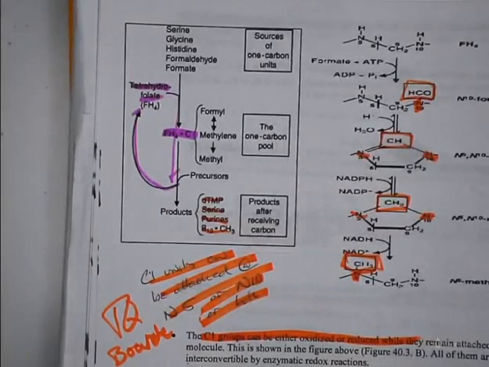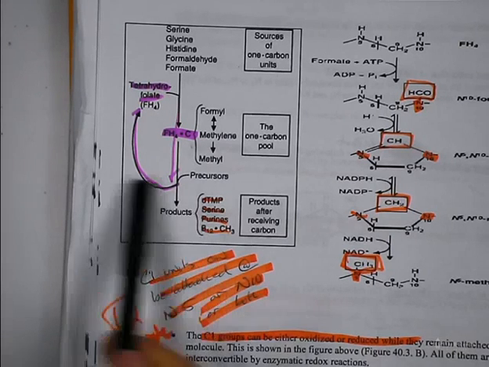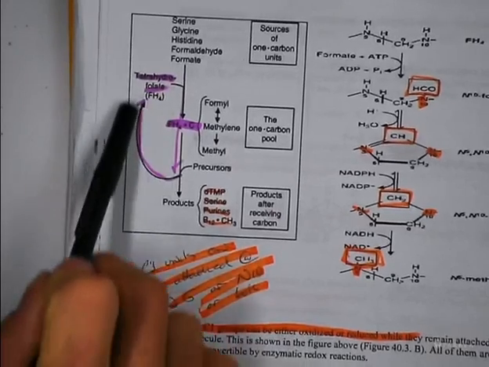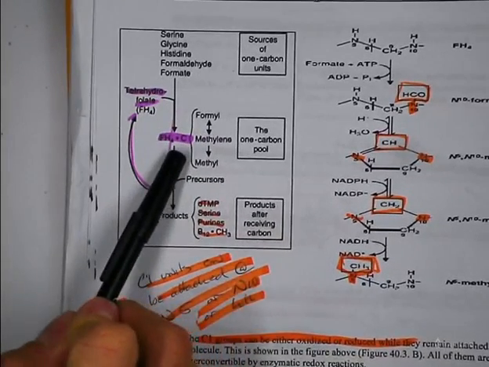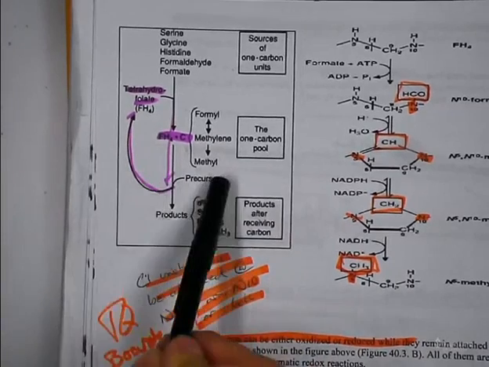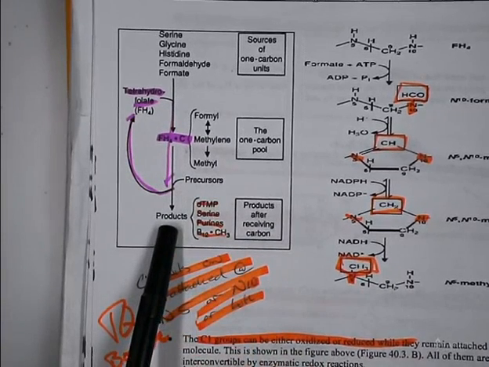Nice little complicated diagram. I'm going to skim through it and show you some of the high points, but it's not something you're going to have to memorize. So what do we call this? That's the one carbon pool up at the top: serine, glycine, histidine, formaldehyde, and formate. Tetrahydrofolate out here does not have a one carbon unit. It slides in, grabs one carbon from its one carbon pool, becomes tetrahydrofolate with one carbon, and then comes down here and turns a precursor into a product.